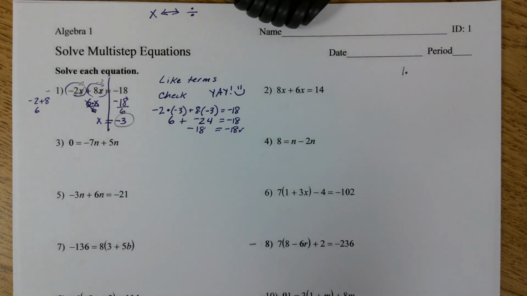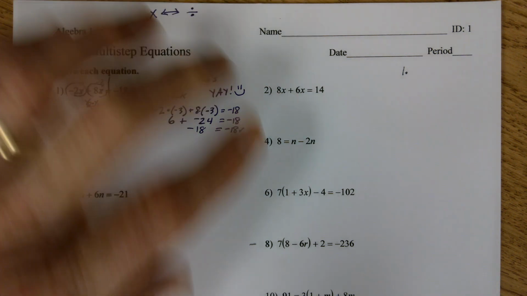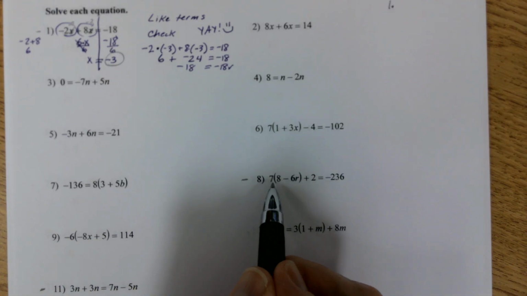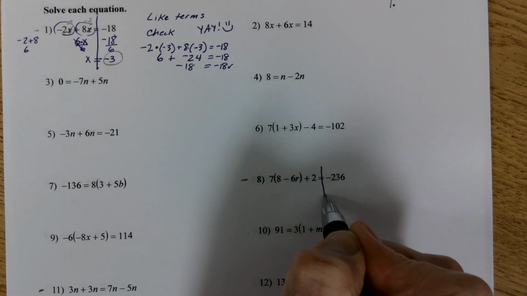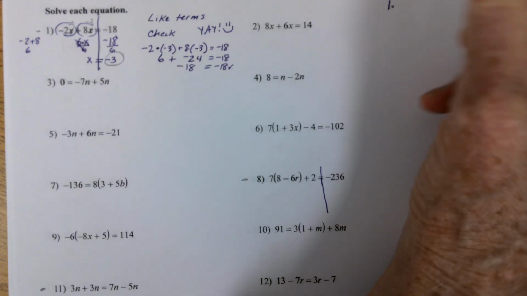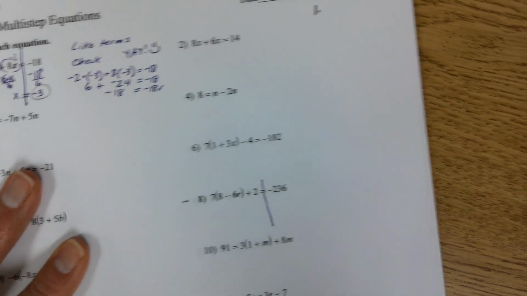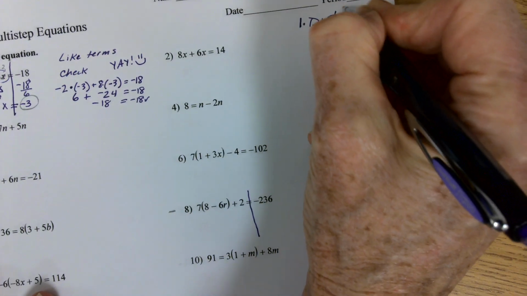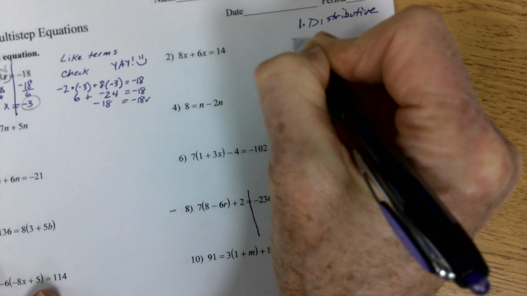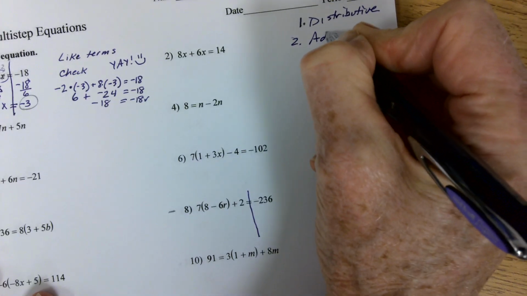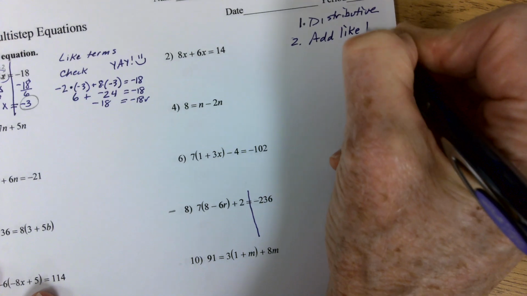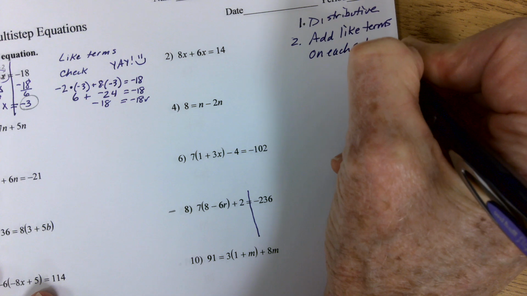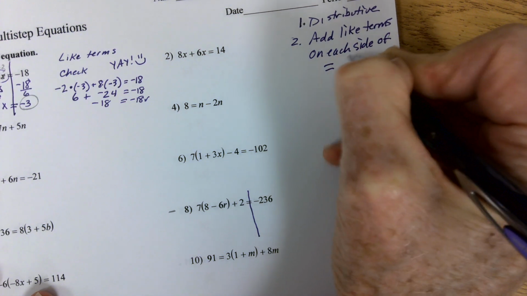Okay, let's try another one. This one will be more difficult. We're going to do number 8. And this has, first, we always do the distributive property. If you guys remember, number 1, when we're solving equations, we always do distributive property first. Number 2, we add like terms on each side of the equation, on each side of the equal sign.